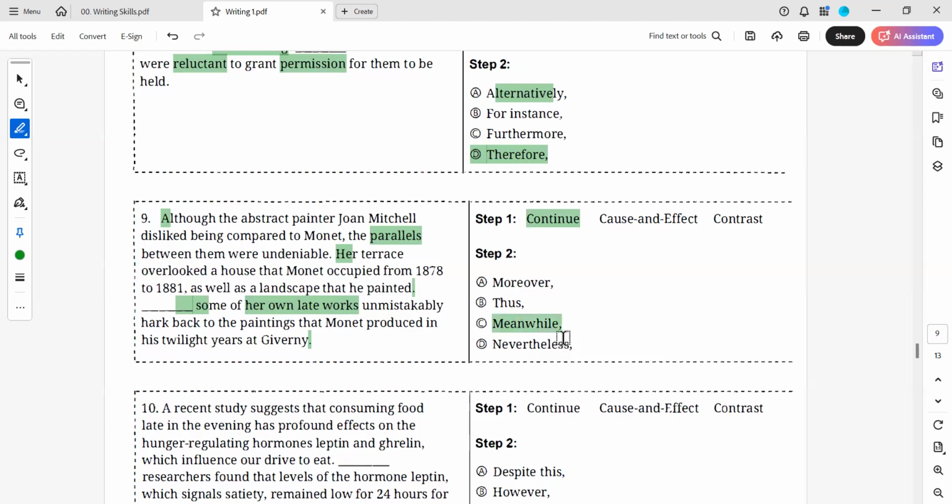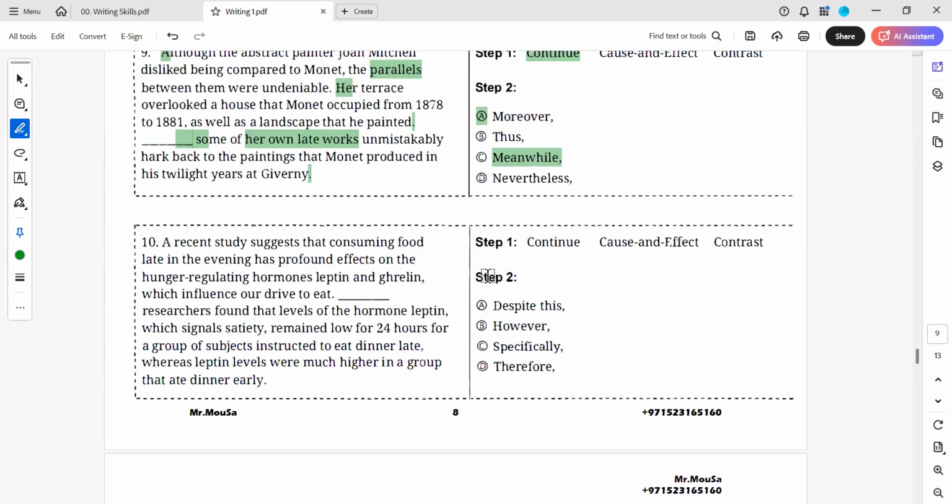Just to know it, meanwhile is not a continuer. Meanwhile is a contradictor. Okay, we use it just to indicate there is a shift in direction. So the correct answer here, we have it in A, adding more information to the topic. So here we have moreover. Okay, it's moreover. Here we have. That's good. Let's check what do we have next.